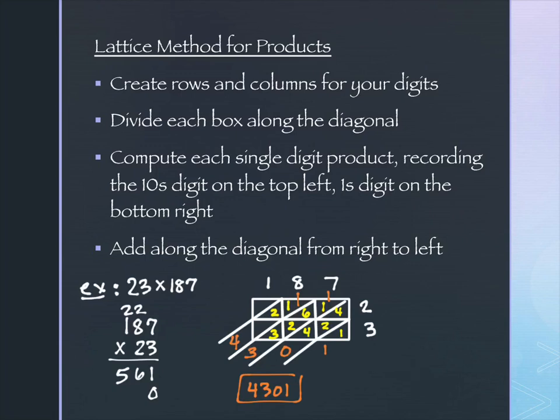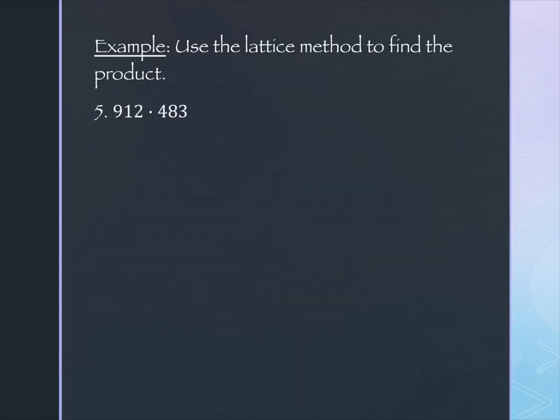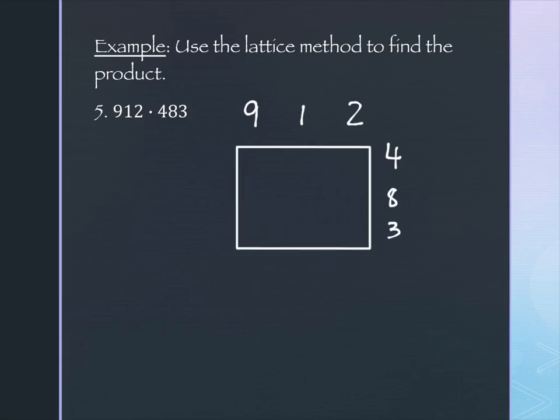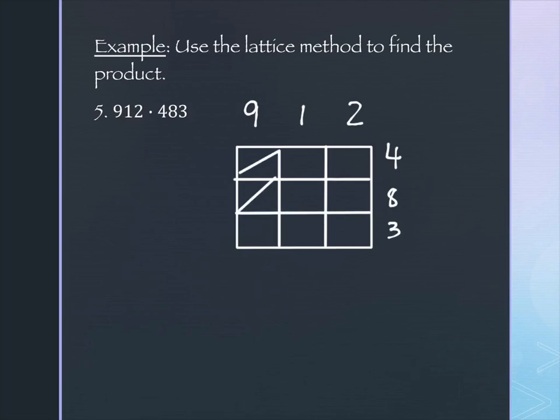So we're going to do another one. You ready? Okay. So we're going to do a 3 by 3 one. Right? 3 digits by 3 digits. Doesn't matter where you put the numbers. So I'm going to put my numbers as they're written on the top and the side. So I'm going to put the 9 and the 1 and the 2 over here. And then I have a 4 and an 8 and a 3. And I'll have a box. It's a 3 by 3 box. Something like that. And then I put my diagonals in.